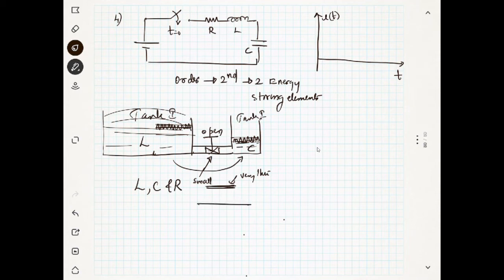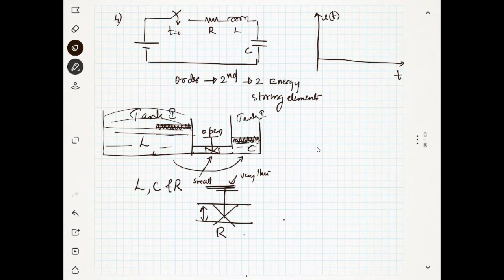But if you have a very large pipe, the moment you open it, a large volume of water will flow from one tank to another. Then the waves will be more, right? So it will depend upon the size of the tank and this opening, which you can consider as the resistance. If you have a big opening, the resistance is very small. If you have a very small opening, you have more resistance. So based on the different values of L, C and R, you will get different types of response. Inshallah, we will see in detail.